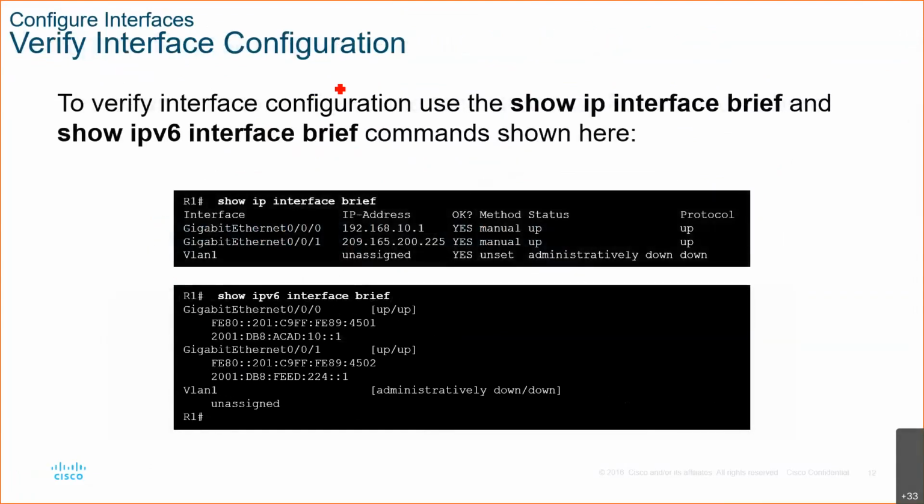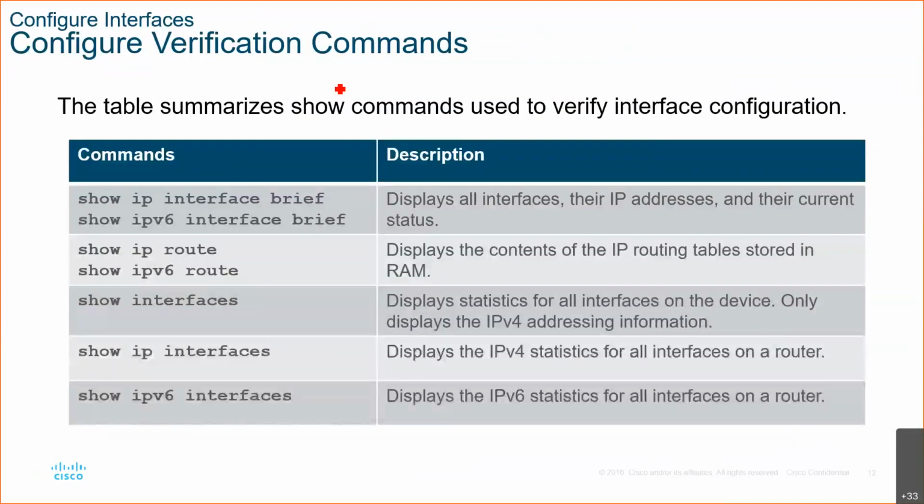So there are certain commands which I have run and you saw, like show ip interface brief and show ipv6 interface brief, to give you details of the changes that you have made to your IP interfaces. These are some commands that you as a network engineer should remember: show ip interface brief, show ipv6 interface brief, show ip route, show ipv6 route, show interfaces, show ip interfaces.